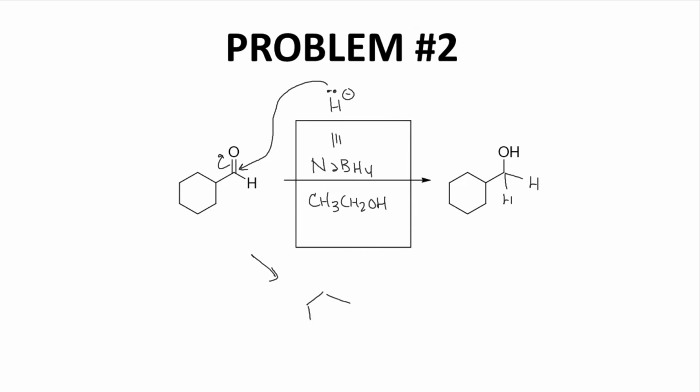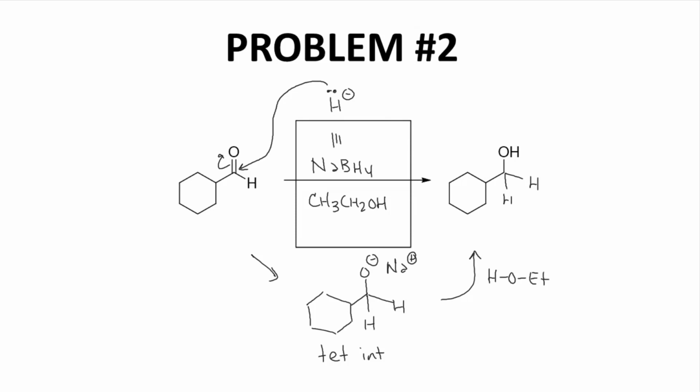And of course, as always, once we attack, we'll draw in the hydrogen. We're not required to for line angle structures, but we'll draw that in. Sodium is the counter ion, and here's our tetrahedral intermediate. You will get very tired of hearing me say that by the end of the video. And here is our ethanol.